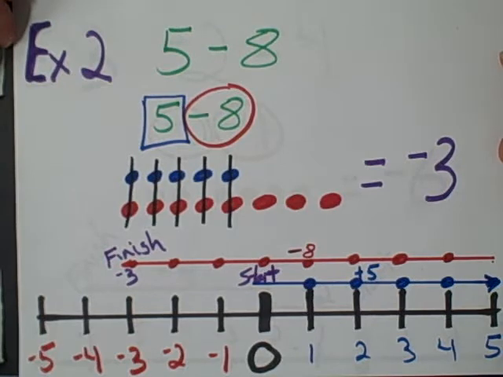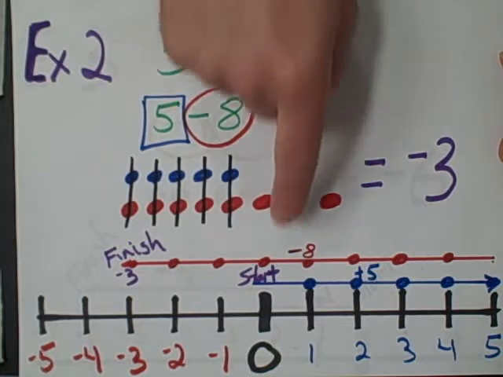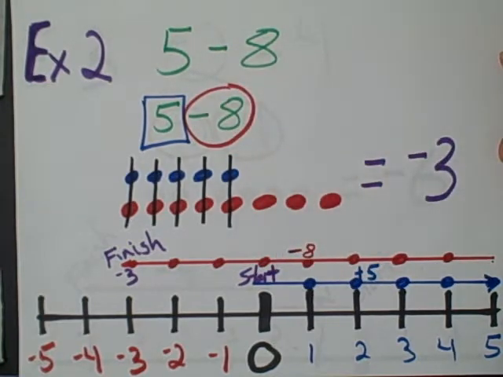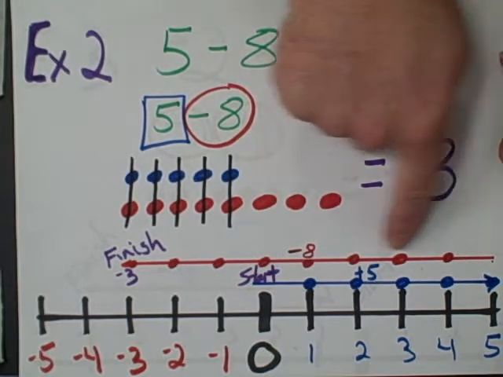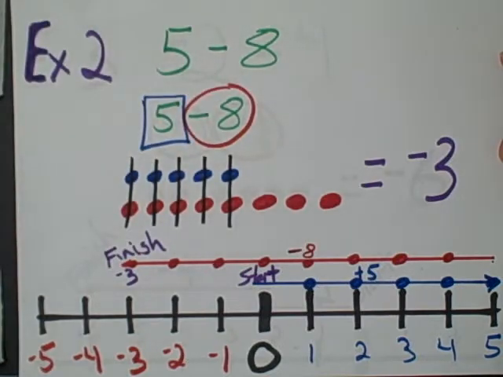Looking at it on the number line, we start at 0. We go to the right plus 5. Then we go to the left minus 8, and we finish at negative 3.